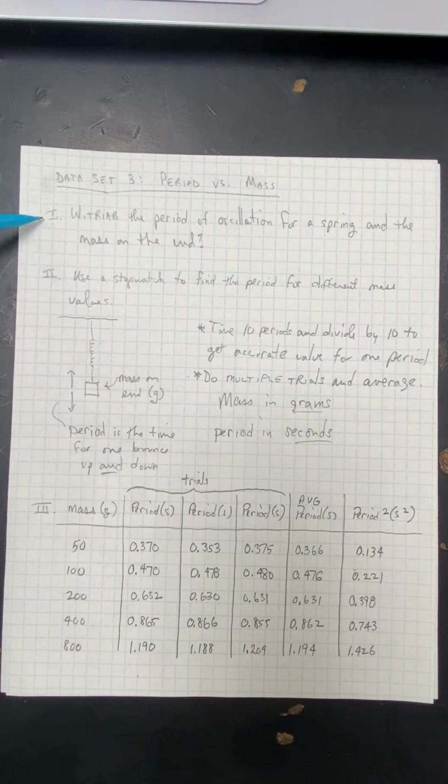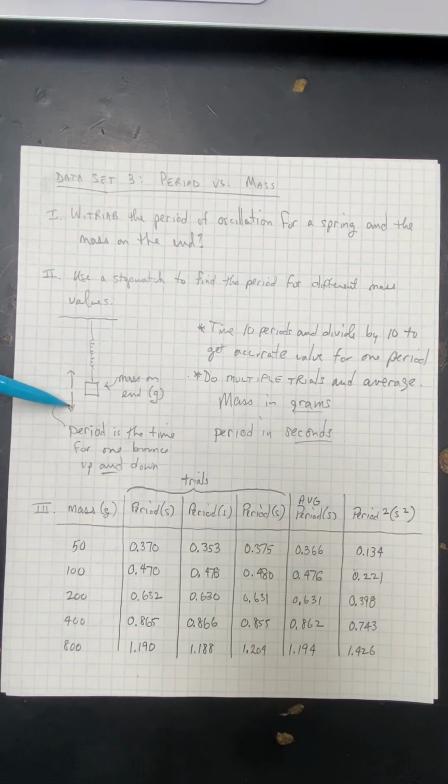The question was, and you're supposed to state the question you're trying to answer: What is the relationship, if any, between the period of oscillation for a spring and the mass on the end? I just have a quick description here. Use a stopwatch to find the period for different mass values. Here's the mass on the end of the spring.